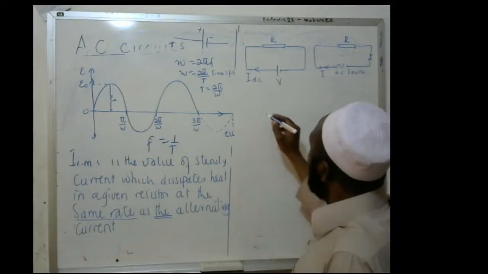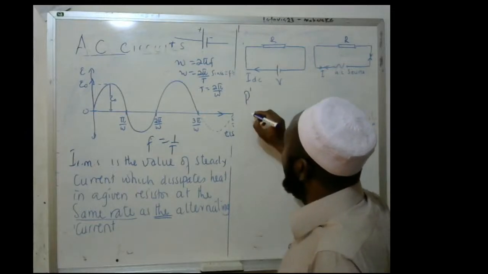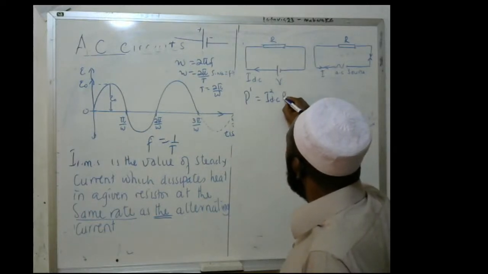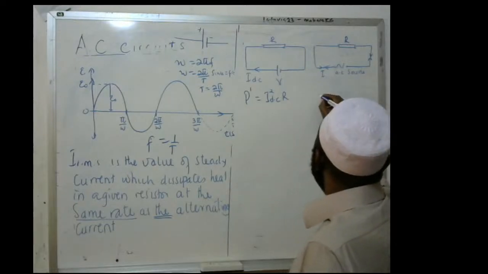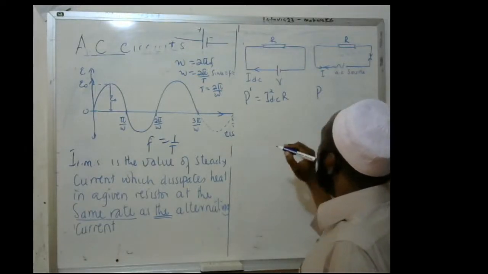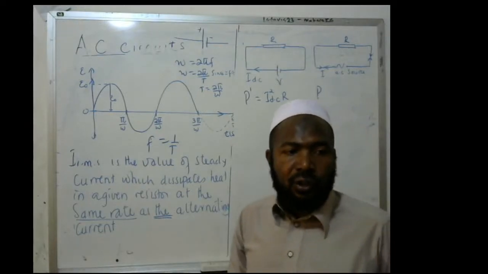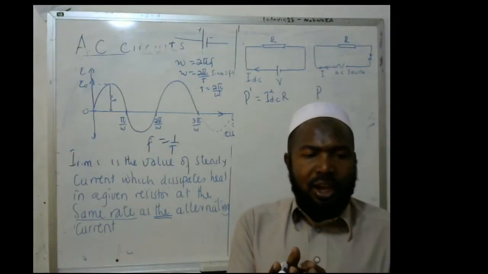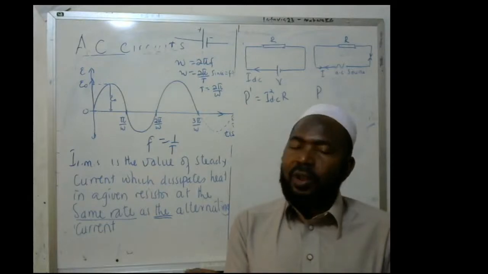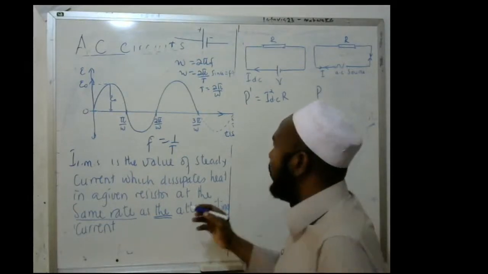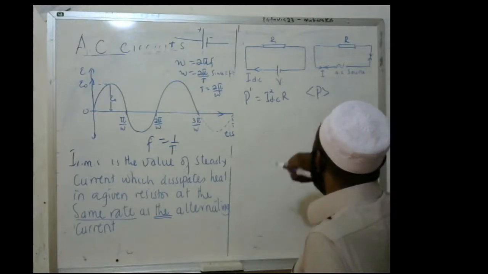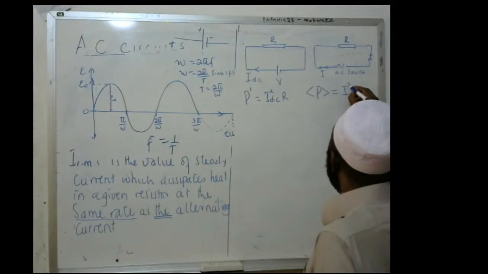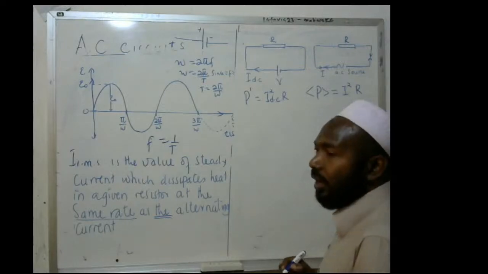Now, power dissipated for DC is going to be I DC squared R, and then power dissipated for AC. Usually, we use average power because the alternating current keeps on reversing many times per second, so you cannot get a certain power for one direction. So we get the average power, and you symbolize it by the letter P in those brackets. And that's going to be I squared R, where I is the alternating current.